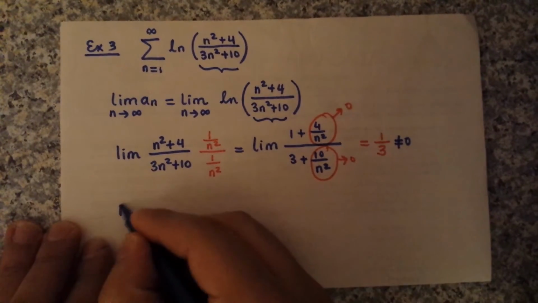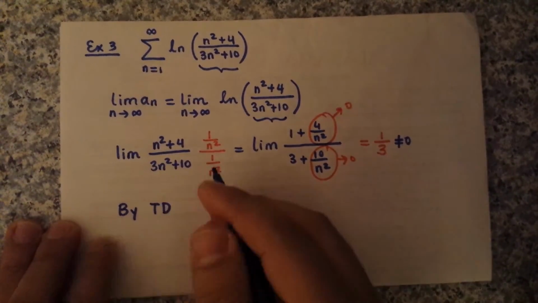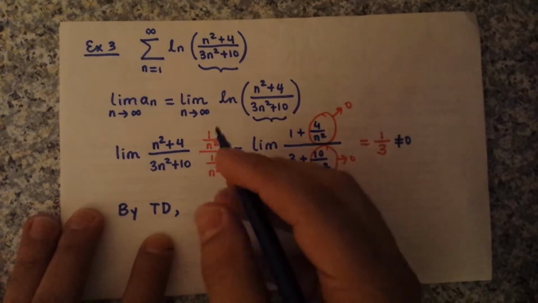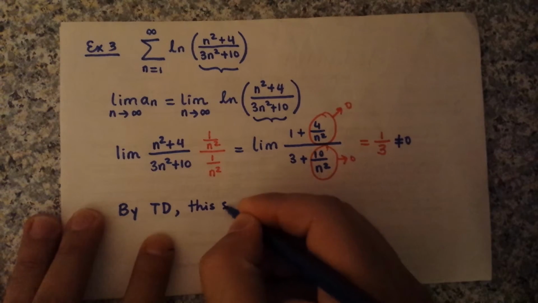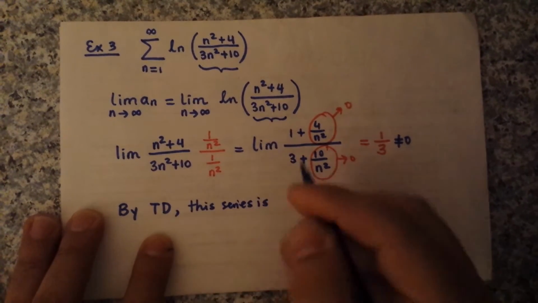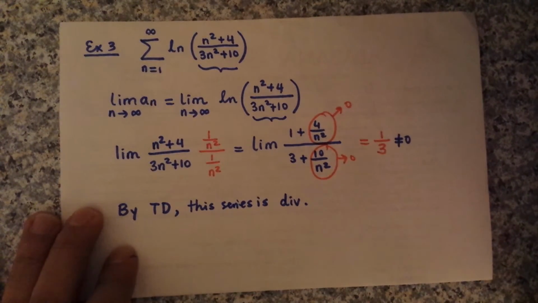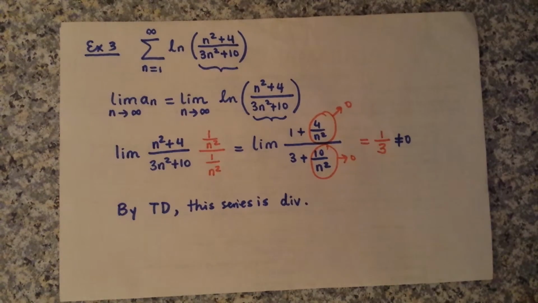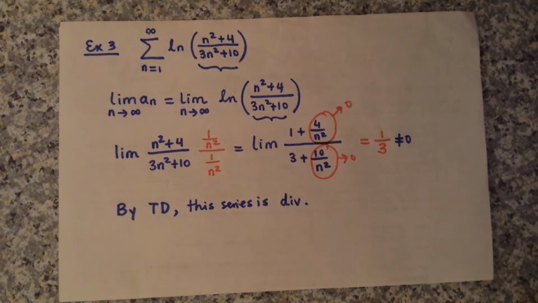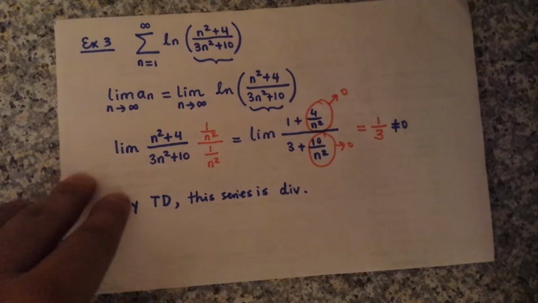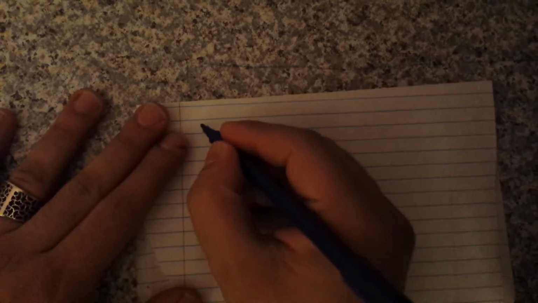And again, just by the test for divergence, this series is divergent. So you see, it's not really that hard. You can just try different examples, and I can give you one last example. It's really straightforward and simple. Look at this one, another example.